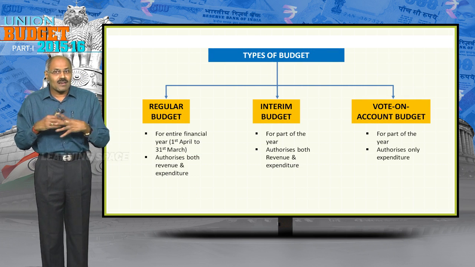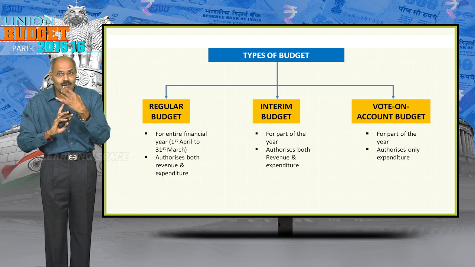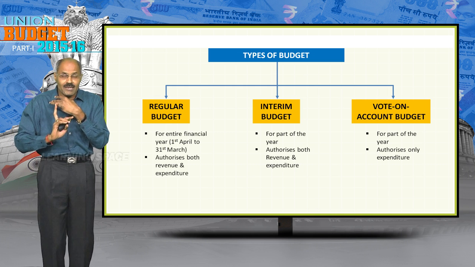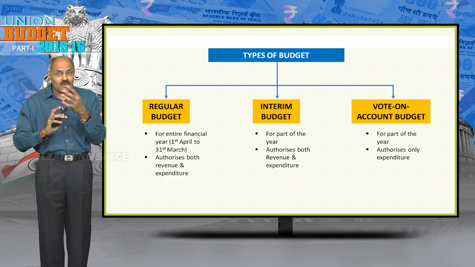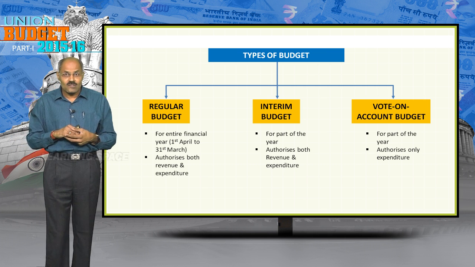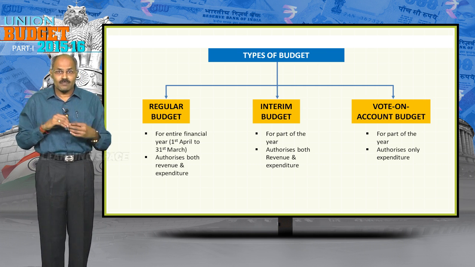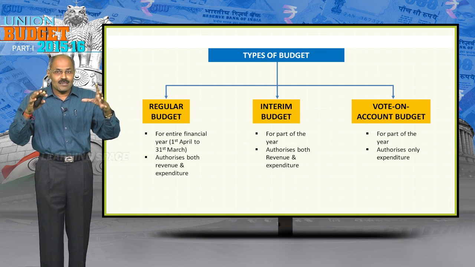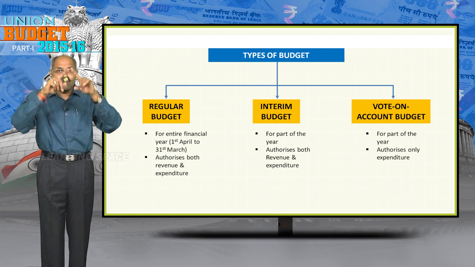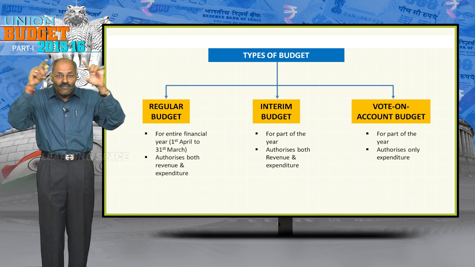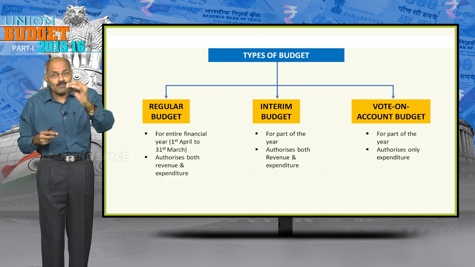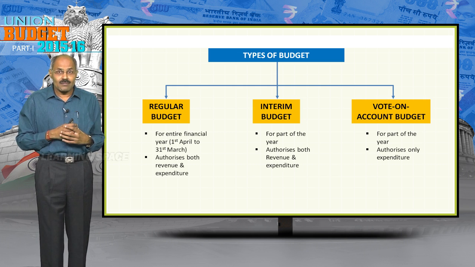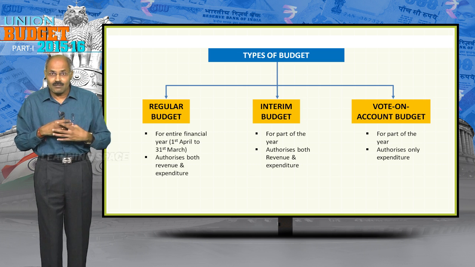There are 3 words with regard to budget. One is regular budget, second one is interim budget, third one is vote on account budget. Probably some of you are familiar with these words. Still, I would like to explain the difference between them. First one is regular budget. Regular budget is the budget presented for the total year, total financial year. That is regular budget, which is normally presented every year.